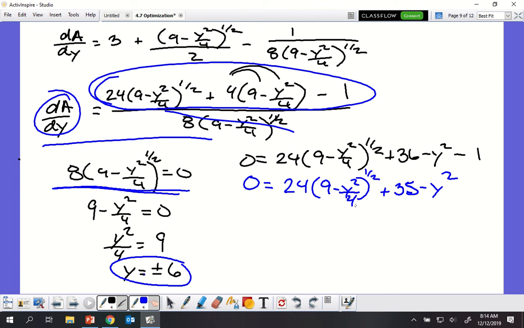Oh, yes. Can't you just distribute the 1/2 so it'd be 3 minus y? You can't distribute a 1/2. But what I can do is I could try to get rid of that. So let's start by isolating my y's on the right hand side and put the other numbers on the left hand side. To do that, I'm going to have, let's see, it's going to be negative 35 equals 24 times 9 minus y squared over 4 to the 1/2 minus y squared.